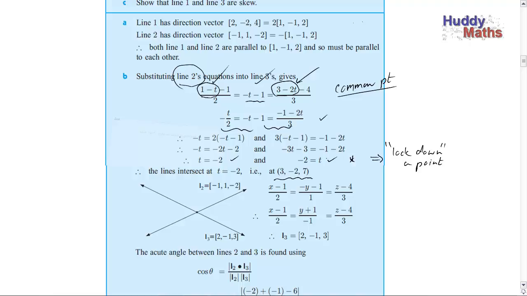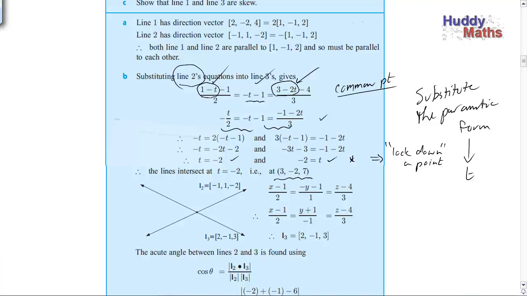But the idea, of course, is just like that. You're going to substitute the parametric form into the Cartesian form. Okay, and that's going to give rise to a t value and a solution, quite possibly in this sort of context.